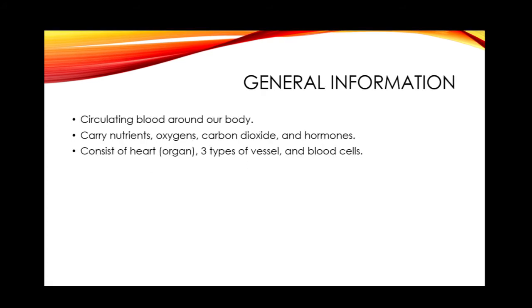For general information, what exactly is the cardiovascular system? The cardiovascular system, or more often called the circulatory system, is a system that helps to circulate blood around our body. The blood carries nutrients, oxygen, carbon dioxide, and hormones. And the heart is the main organ of this cardiovascular system. It consists of 4 chambers, 3 types of vessels, and blood cells.